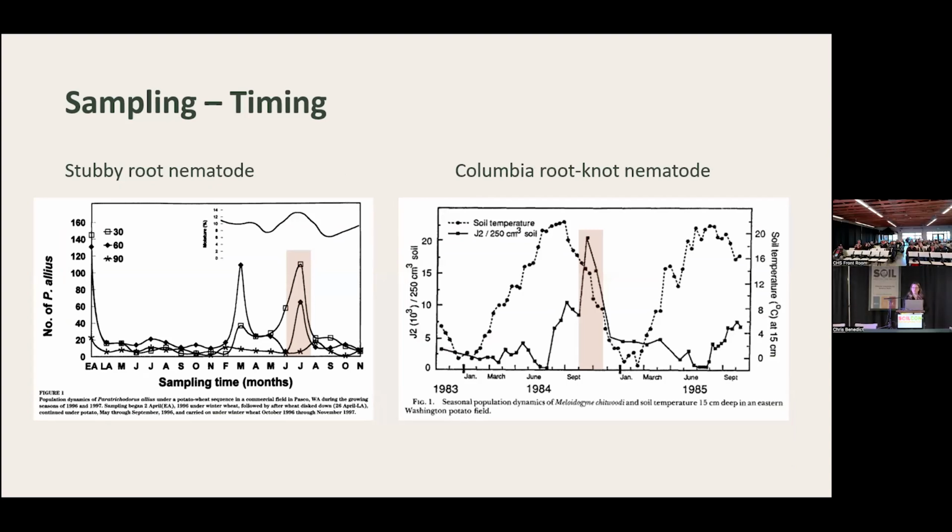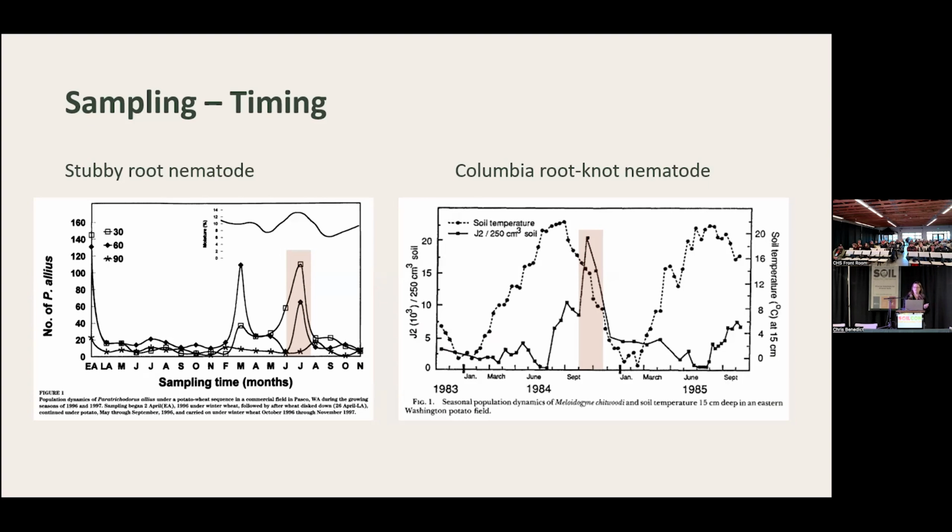Timing of your sampling is also important. Different nematodes will develop at different times, and in these 2 graphs, you can see there are different population peaks. On the stubby root one, you can see that the populations peak in the summer around June and July, and the Columbia root knot nematode populations peak in the fall around September, November. So it might not be feasible to sample at both times, but if that's the case, make note of what you might be missing from your soil sample.